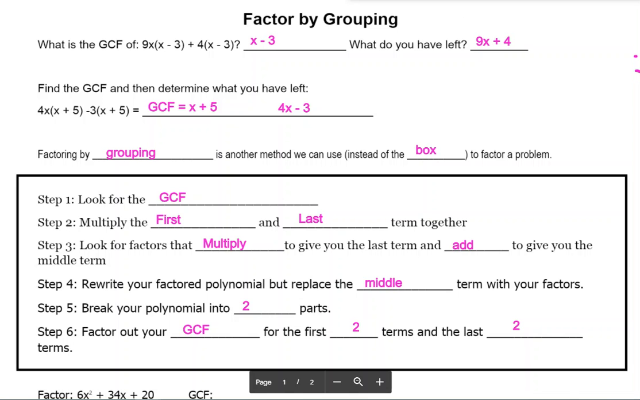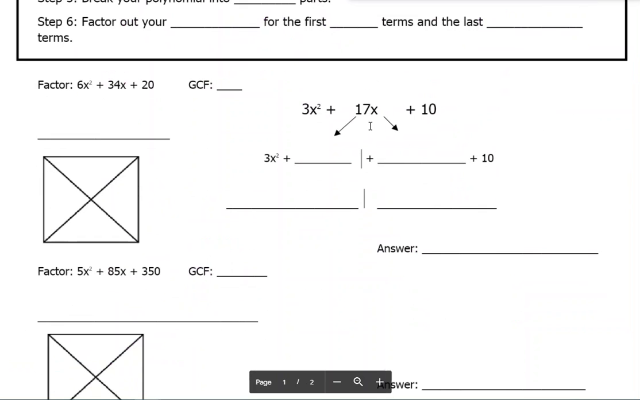So let's do an example together. So let's see here. If I had this here, 6x squared plus 34x plus 20, what is my GCF? What's my greatest common factor? Well, my greatest common factor is 2, right? So 2 can be factored out of all those. So 6 divided by 2 is 3, right? So it would be 3x squared. 34 divided by 2 would be 17x. 20 divided by 2 would be 10, right? So 2 is my greatest common factor, and remember, that's part of our answer. So I'm going to write that down here as part of our answer.